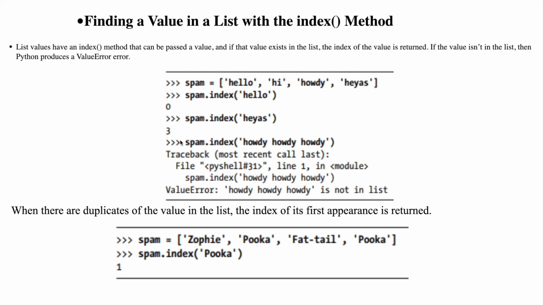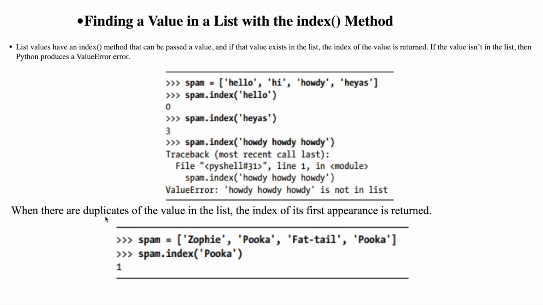Now spam.index, I'm trying for the string howdy. I'm trying to access the string howdy, but the problem here is that the howdy string is not there in the list. So it will display an error. That's why I told you, if the value exists, it will print the index value. If the value doesn't exist, it will print an error. Here this value howdy is not present in the list. Only four elements are there. Howdy is not there. That's why it's an error.